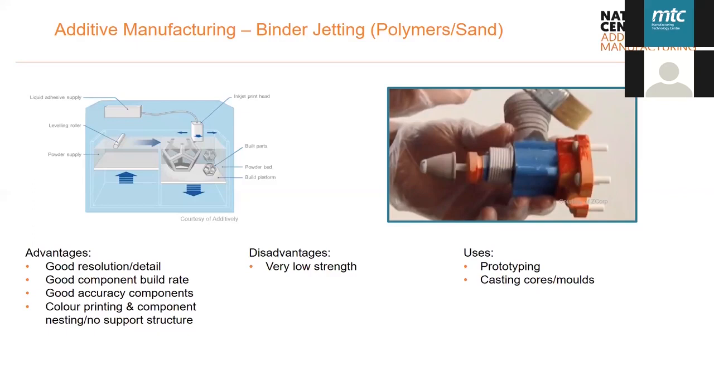So instead of conventionally manufacturing patterns and molds, which takes up a lot of time and cost, especially on low component number runs, what you can do is 3D print the casting mold or pattern using binder jetting of sand, and then carry on through with your conventional casting process to reduce lead time quite significantly.